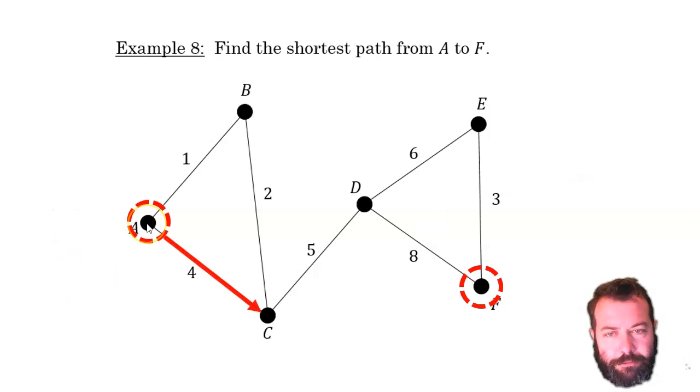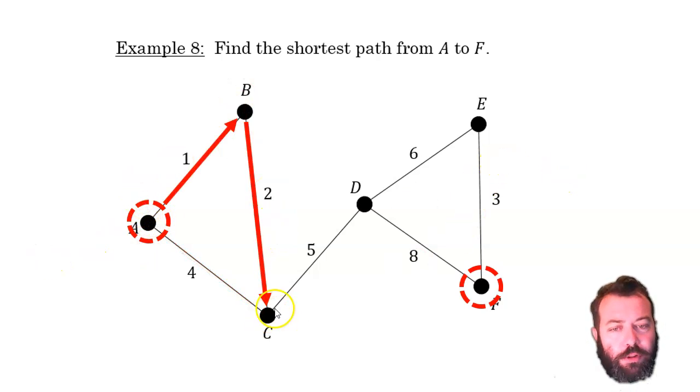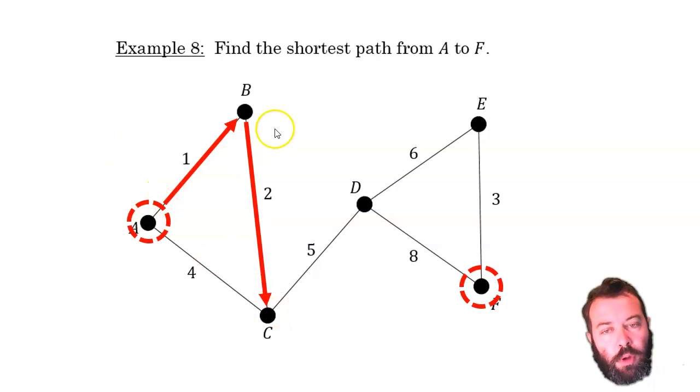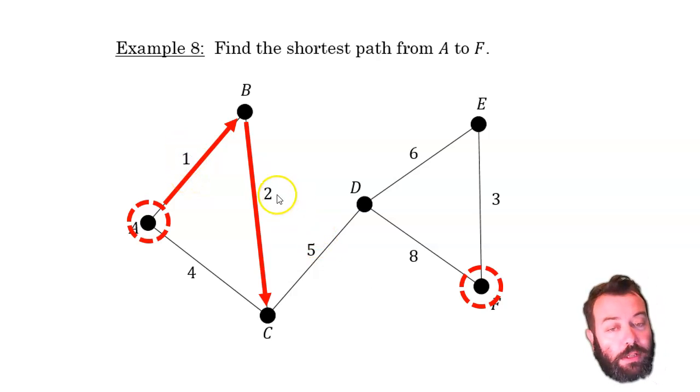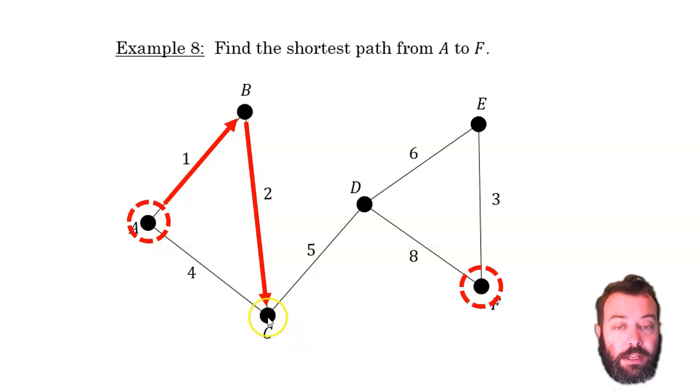So, to get from A, I could go to C in 4 units. Or I could go via B, and 1 plus 2 is 3 units. So even though that looks physically longer, it's not, because it's not to scale. So 1 plus 2, 3 is less than 4. So the shortest path to C is 3 units.